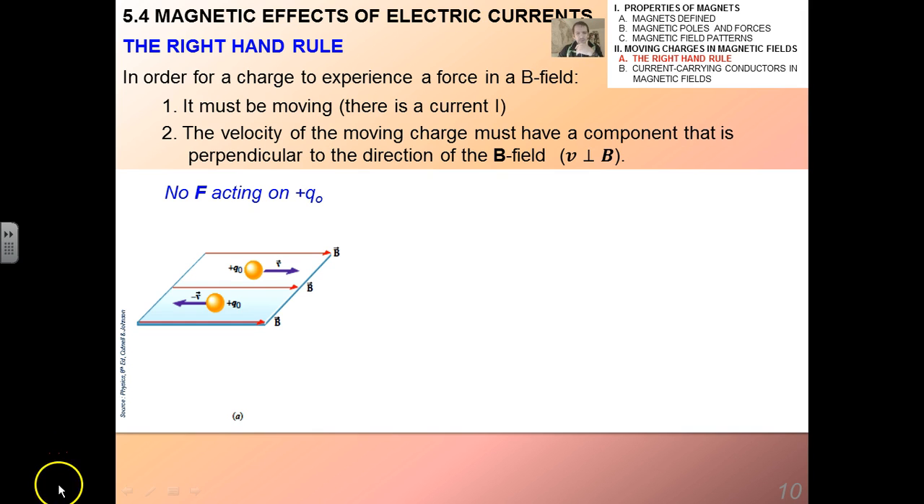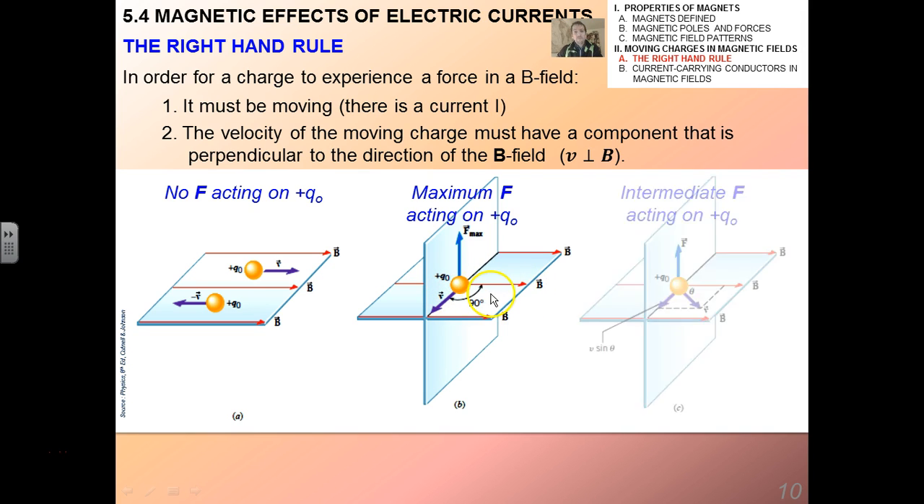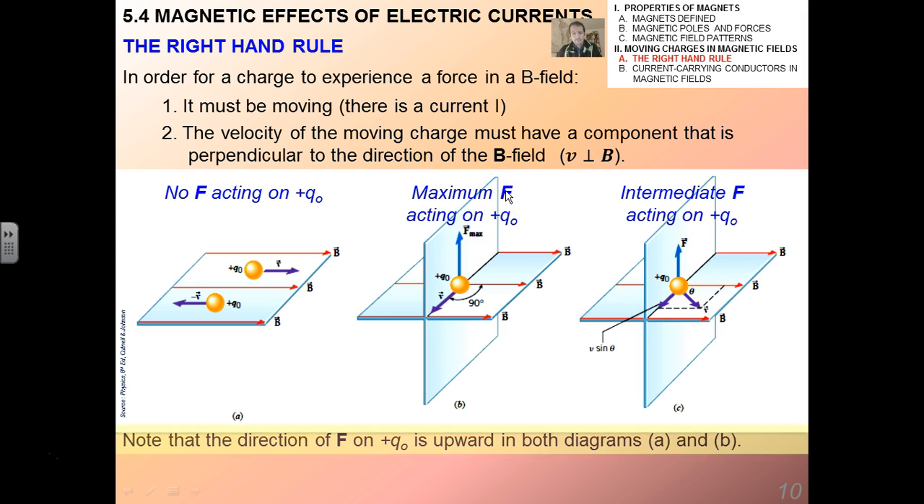Now, in other words, you have a magnetic field that in this case is pointed to the right. If your velocity vector is either pointed perfectly to the right or perfectly to the left, that is to say if the angle between V and B is 0, then you would have no force acting on that little positive test charge q naught. The maximum force would be acting on it if it were at an angle of pi over 2 to the B field, or in other words, V and B would be orthogonal. If it's some other intermediate angle, then the force would be between the maximum magnetic force and 0.